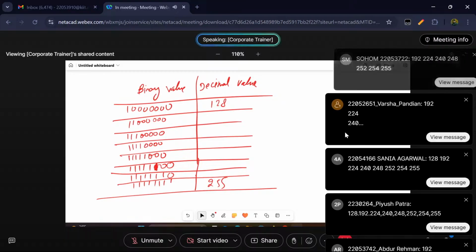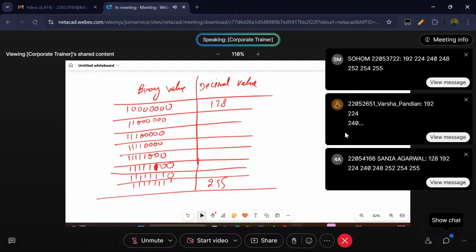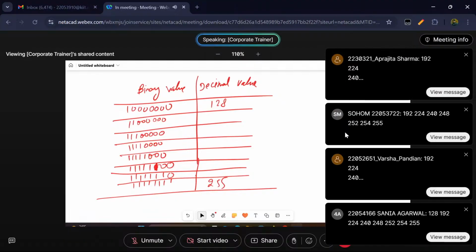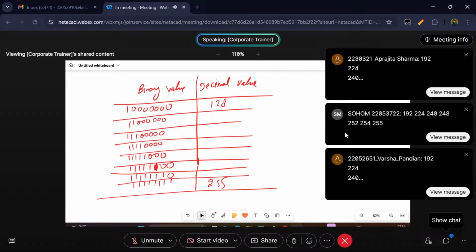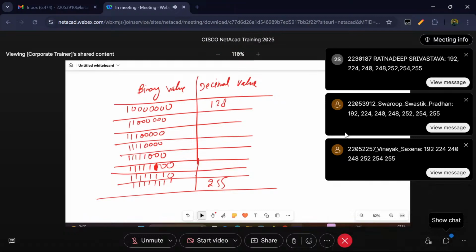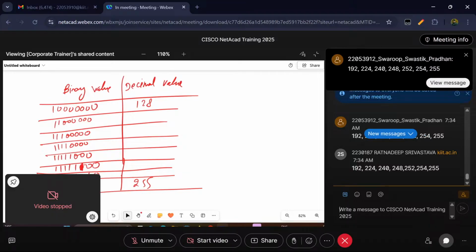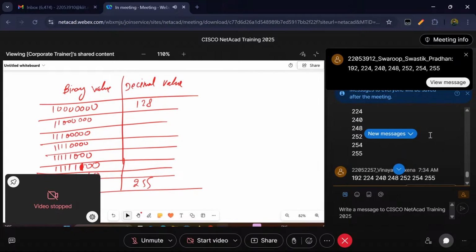Correct. Amia correct. Varsha, you have written 3 values only. Shoham correct. Aprajita, what about other values? Vinayak correct. Okay. So most of you are correct, but some people have not given all the answers.